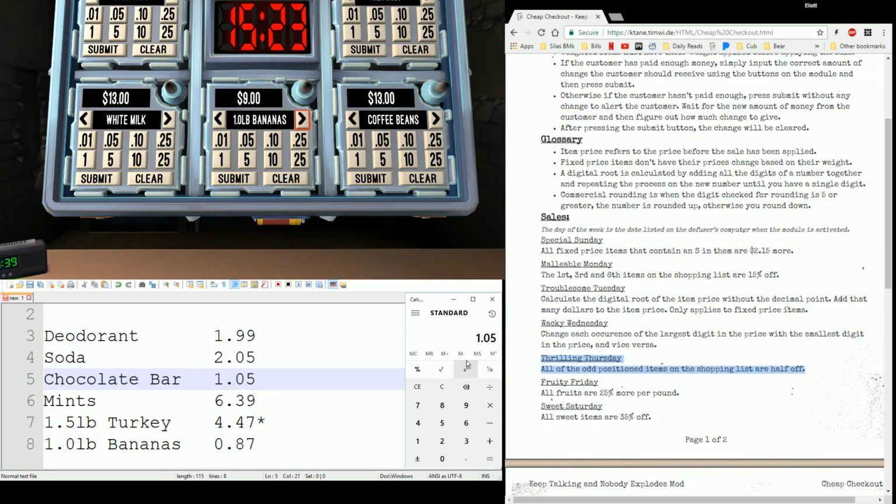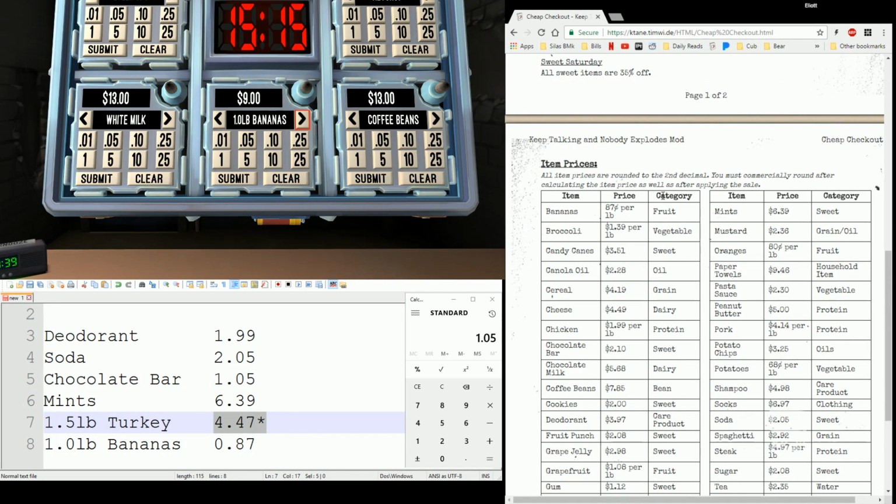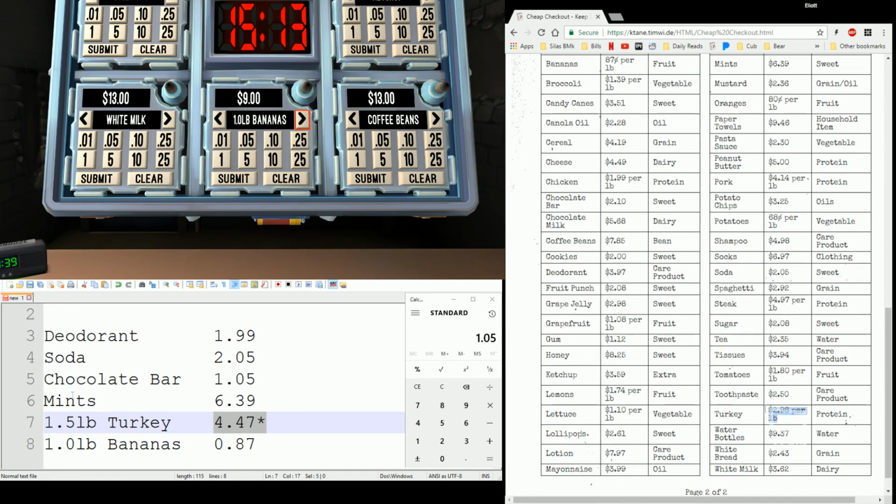$4.47, and this is an important aspect here. This turkey was $2.98, I think it was per pound. Yeah, 2.98 per pound. And I'm taking half of the 1.5 pounds of that weight. It is important when you have the weighted items that you have to do another calculation with, that you calculate what the price is at that pound amount. Then you do the sale value.